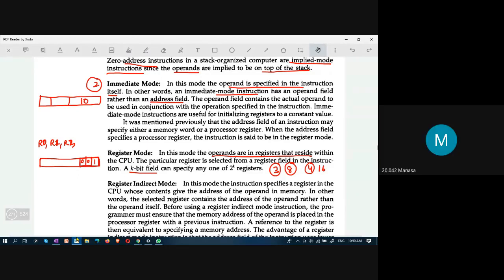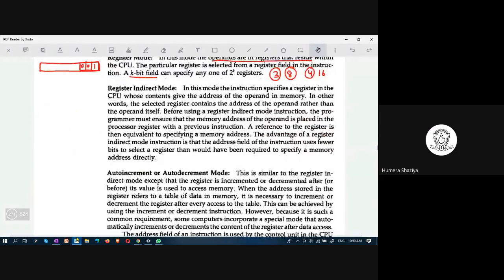Yes, ma'am. Register indirect mode. In register indirect mode, the instruction specifies a register in the CPU whose contents give the address of the operand in memory.